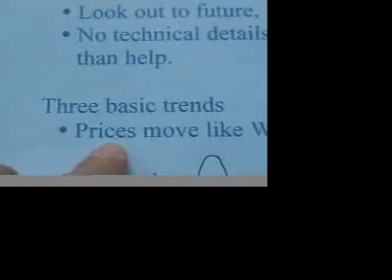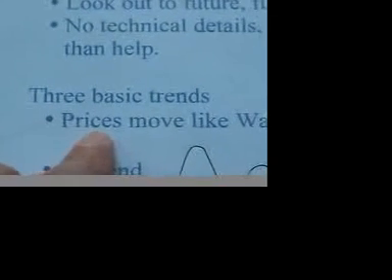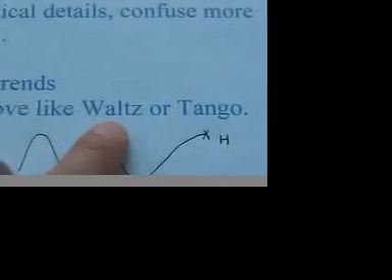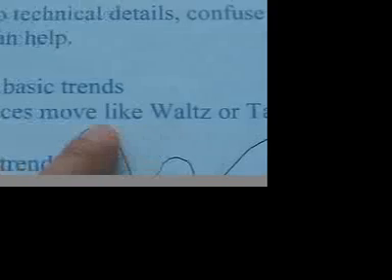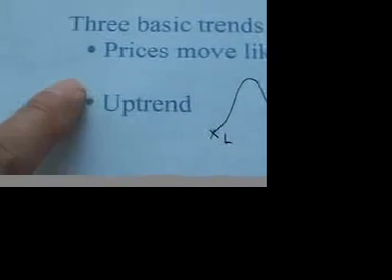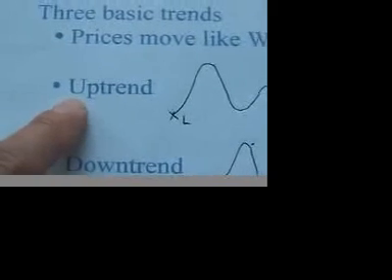There are three basic trends. Remember, the price of a stock moves like the waltz or the tango. You dance with it, but you have to know where that dance takes you. Otherwise, you cannot get out with a profit. So let's take a look at the three basic trends. Basically, they are uptrend, downtrend, very simple, and seesaw. Seesaw means no trend.